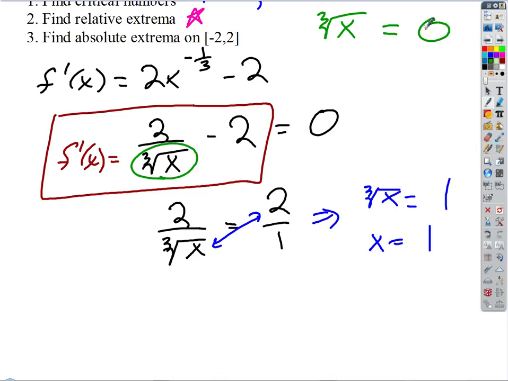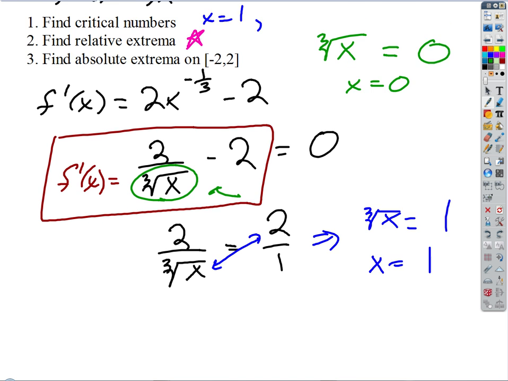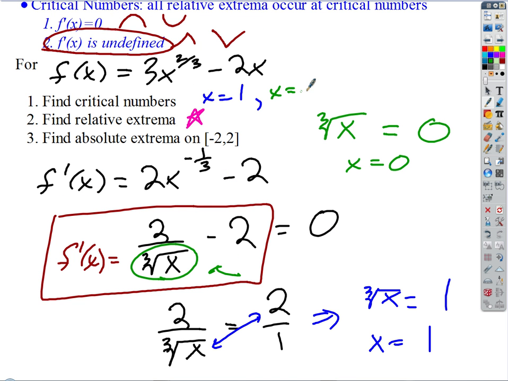So what do I do this time to solve? Well, cube both sides again, right? So I just get x equals 0. If I plug that back in, it works, right? And so x equals 0 is the place where everything in the dangerous green bubble went to 0, right? Does that make sense? We don't have to focus on the rest of the function. That's the only part we're interested in. So that's our other critical number. We get critical numbers at x equals 1 and x equals 0.